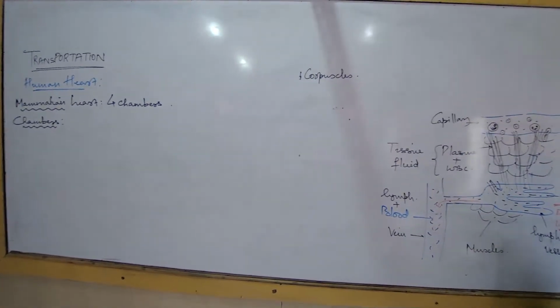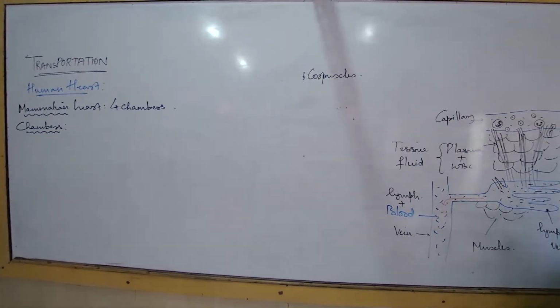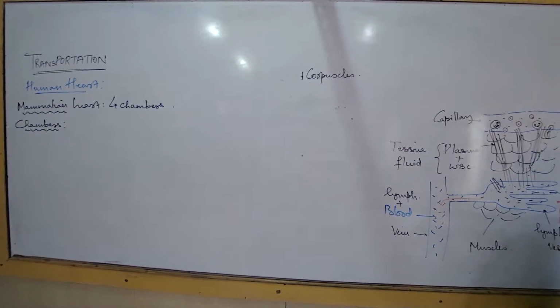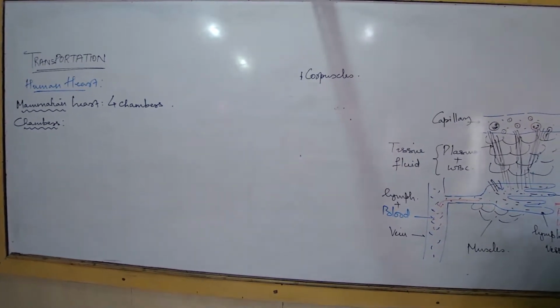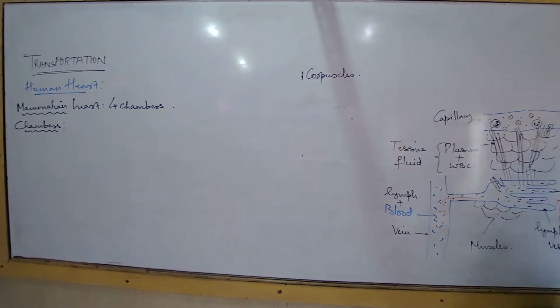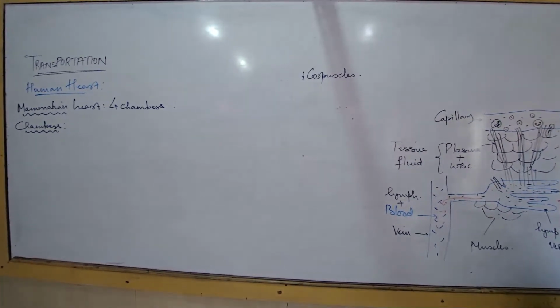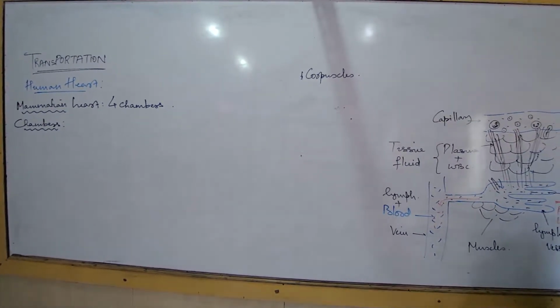What are the upper 2 chambers known as? Upper 2 chambers, atrium or auricle. Lower chambers, ventricles. Lower chambers are ventricles. Now we are talking about the 4-chambered heart. Then what is so special about the 4-chambered heart? Between the right and the left side, the upper and the lower region, there are some small, thin, muscular walls.